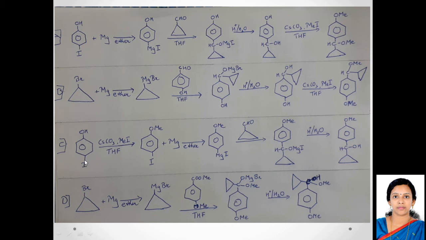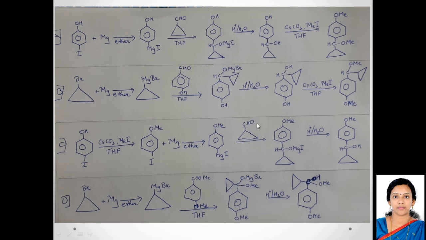You're starting with 4-iodophenol. You first methylate it. Instead of creating the Grignard reagent, you are methylating it first. So when you methylate it, you will end up with O-methyl. You methylate the OH, you will get this product. And then you form the Grignard reagent. You react it with magnesium in an ether medium. You will get an OMe and MgI, RMgX. So you will end up with this product. That you react it with the cyclopropane carboxaldehyde.